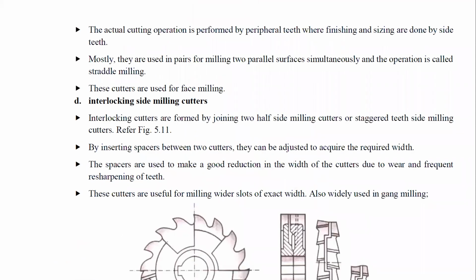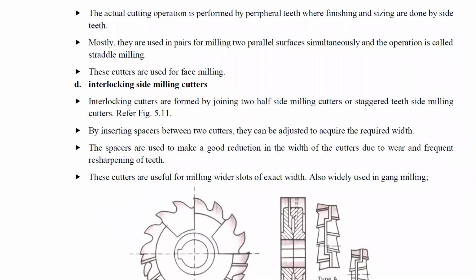The actual cutting operation is performed by peripheral teeth, whereas finishing and sizing are done by side teeth. Mostly they are used in pair for milling two parallel surfaces simultaneously, and the operation is called straddle milling. These cutters are used for face milling.